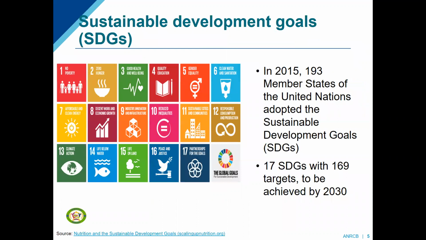The Sustainable Development Goals, or SDGs, reflect the Global Development Agenda. There are 17 goals to be achieved by the year 2030, and they were adopted by the member states of the United Nations in 2015. Each goal has multiple targets and covers areas such as poverty, health, food, education, climate change, and global partnership.